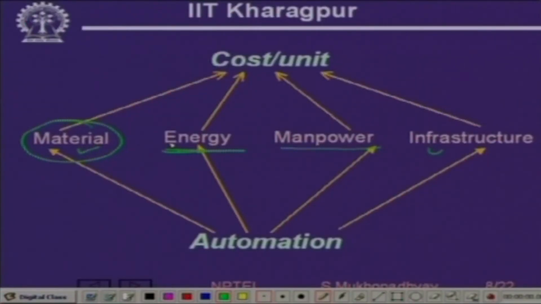Similarly, manpower costs are naturally cut down, because the very purpose of automation is to do away with manpower as much as possible. And finally, infrastructure costs come down because using automation you can produce a much larger number of units in the time that your infrastructure is going to be used.